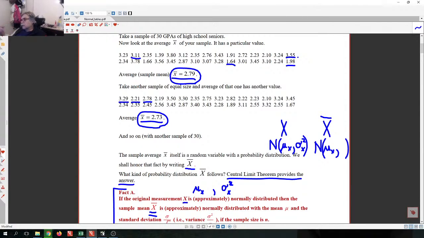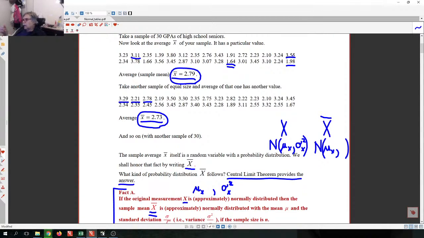But when you go from sample to sample, you got here 2.79, here you got 2.73. I don't think you expect there will be a sample of 30 students where the GPA average of those 30 students is 1.64. That's impossible. It's not going to happen. There will always be some good students there, so the GPA is going to be higher. And I also don't expect it to be 3.55. That means I would have 30 students, on average, at 3.8. That's not going to happen either.